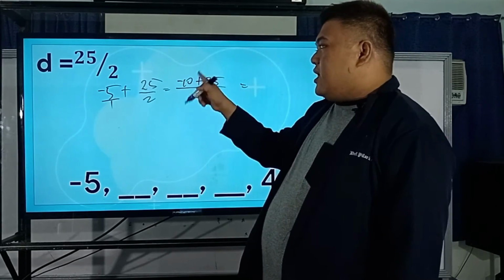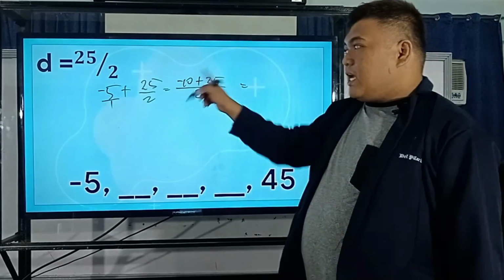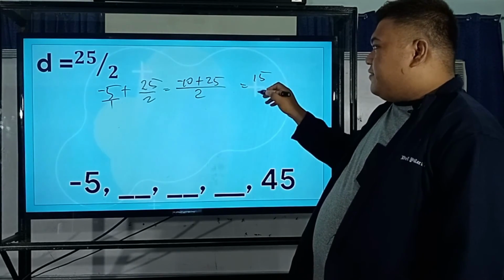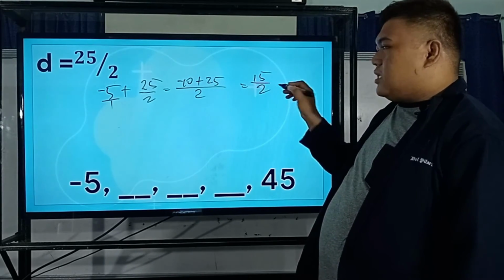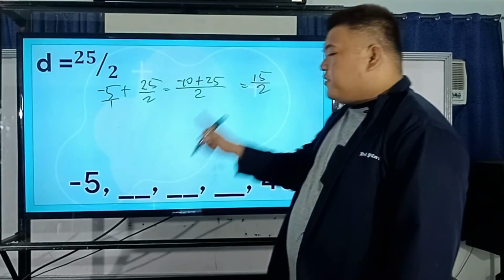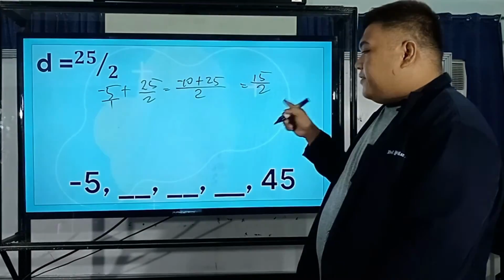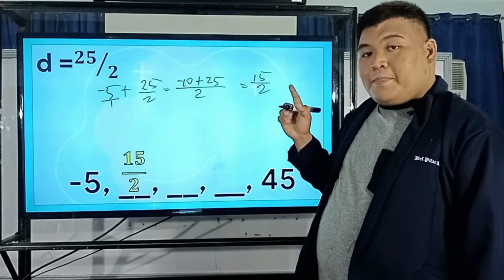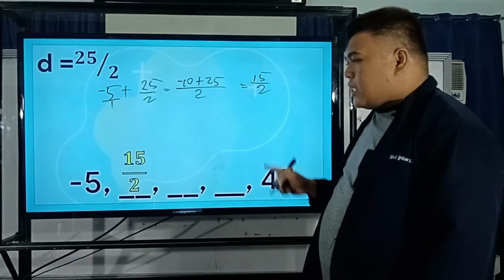So we will have negative 10 plus 25. Since magkaiba ng sign, magsasubtract. So this will be positive 15 over, copy the denominator na 2. So therefore, the second term is 15 over 2. May lowest term pa ba? Since wala na siyang lowest term, continue tayo.